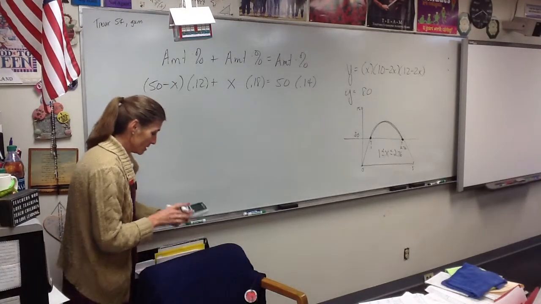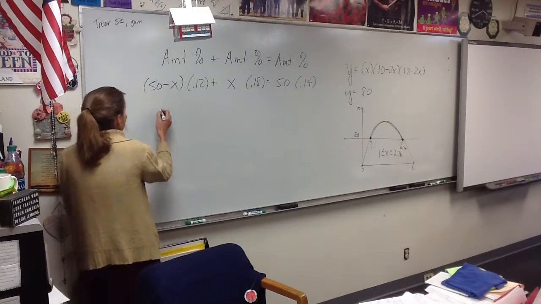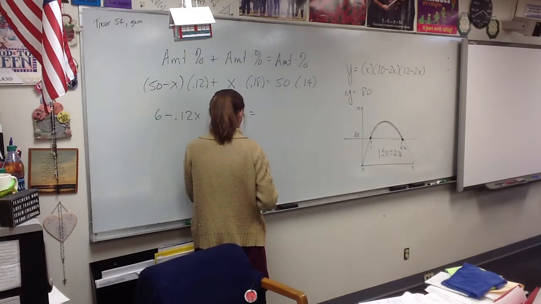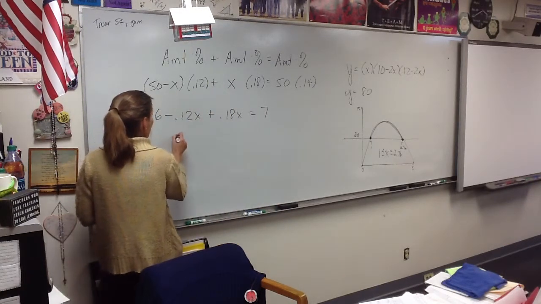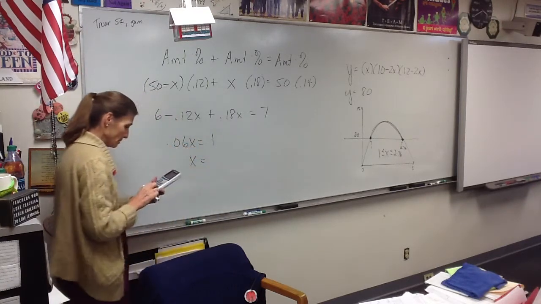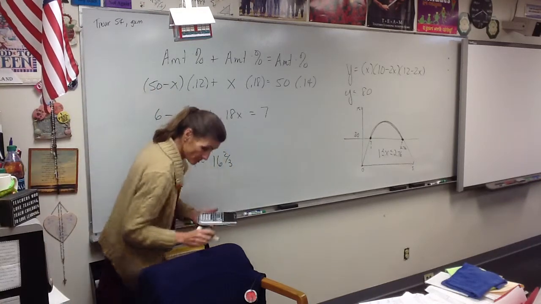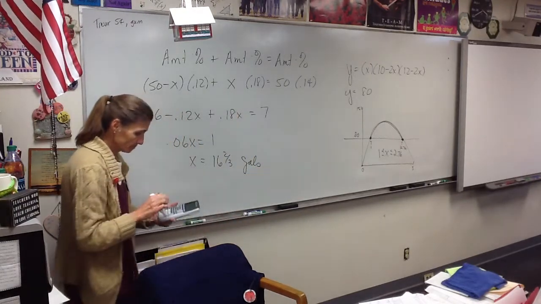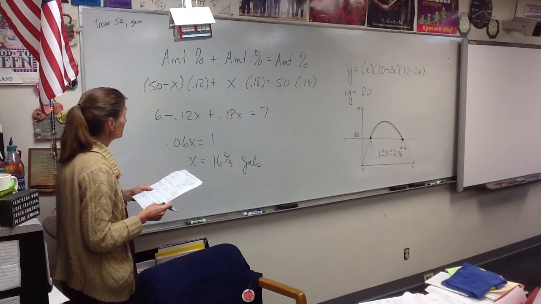Okay. All right, so here we go. We got 6 minus 0.12x plus 0.18x equal to 7. So 0.06x equals 1. And I got about 16 2/3 gallons. My arithmetic look okay?